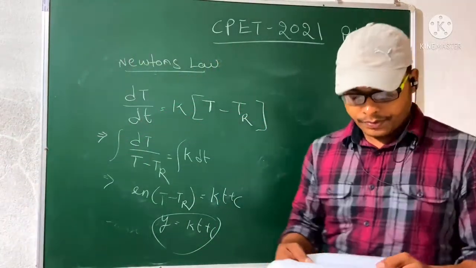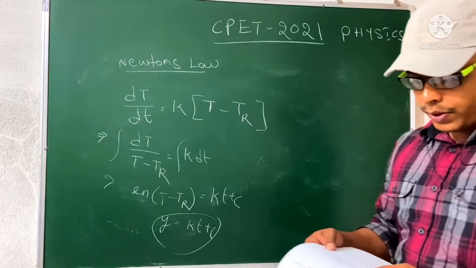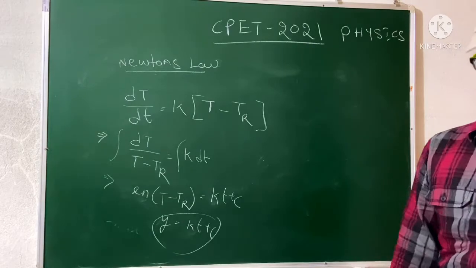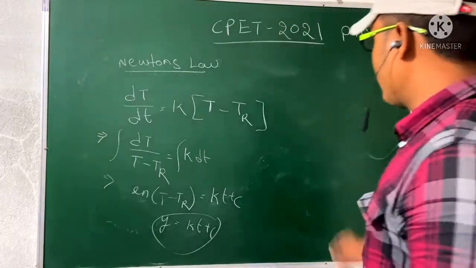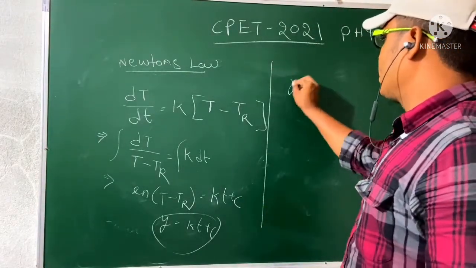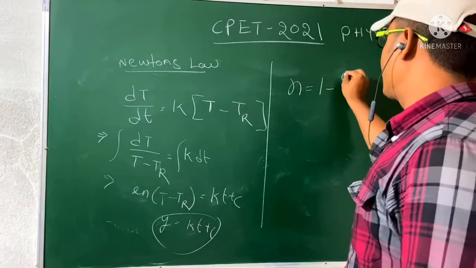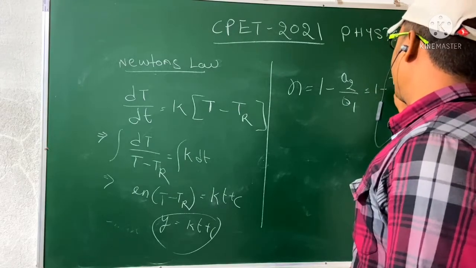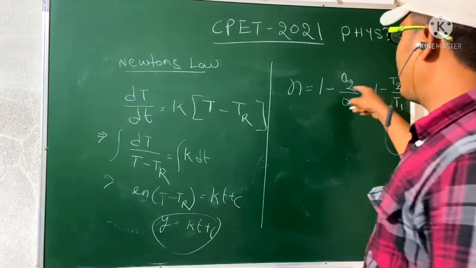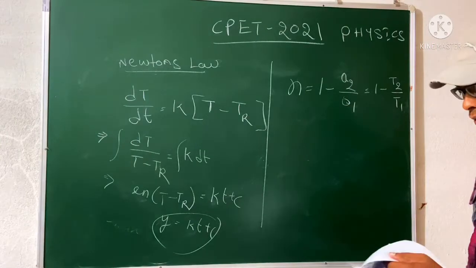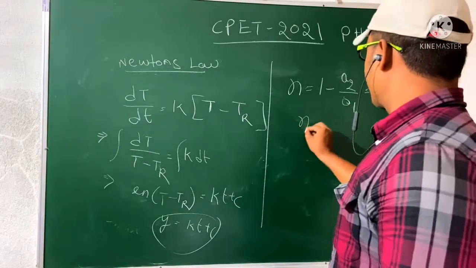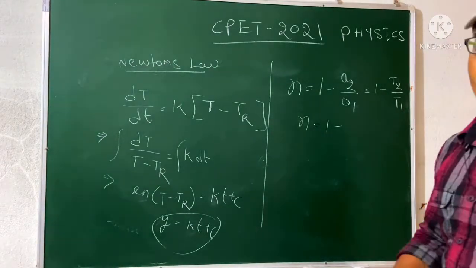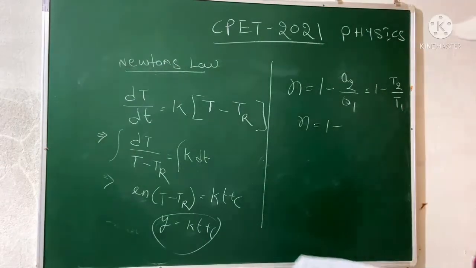Next we will go to the fifth question. An ideal heat engine operates between two temperatures. What is the engine efficiency? You can easily find that out. What is the efficiency of an engine? We have two formulas, 1 minus Q2 by Q1, or we can call it 1 minus T2 divided by T1. So this is the temperature formula and this is your heat formula. Remember efficiency is lower than 1, then you can find the percentage.